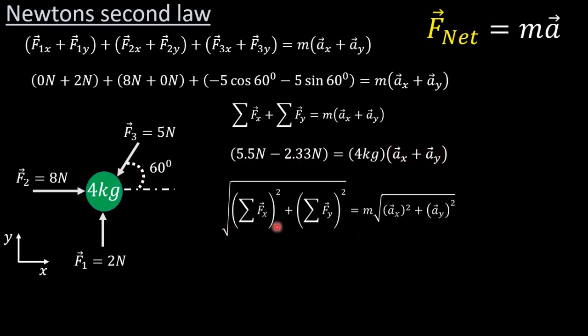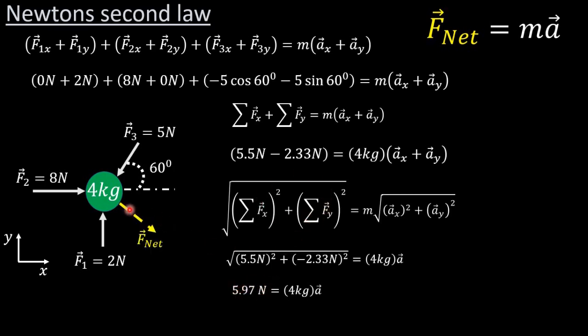So then we apply this method that we found. We're just applying Pythagoras to the sum of the forces in the x direction and the sum of the forces in the y direction, and also for the acceleration in the x direction and the acceleration in the y direction, and that will give us this. I just substituted in the values and simplified that down to get 5.97 newtons equals 4 kilograms times a. 5.97 is our net force, and that is going to be acting somewhere in this direction. So our net force is 5.97 newtons.